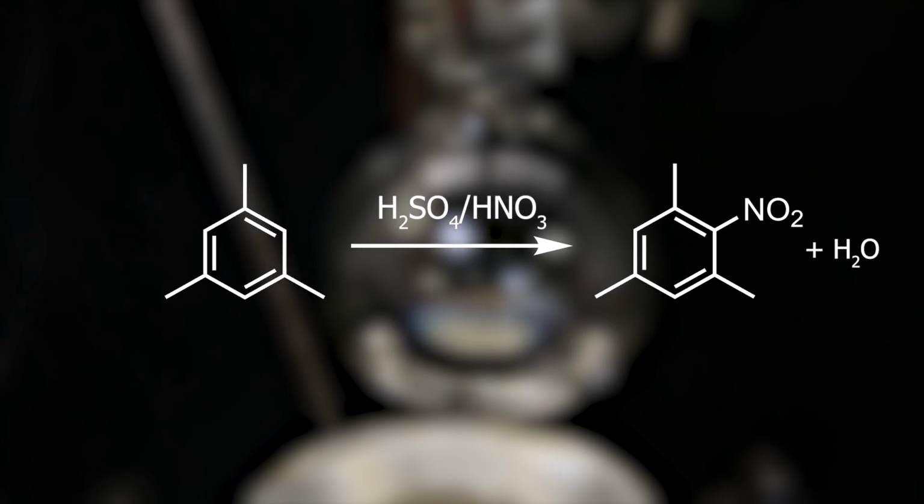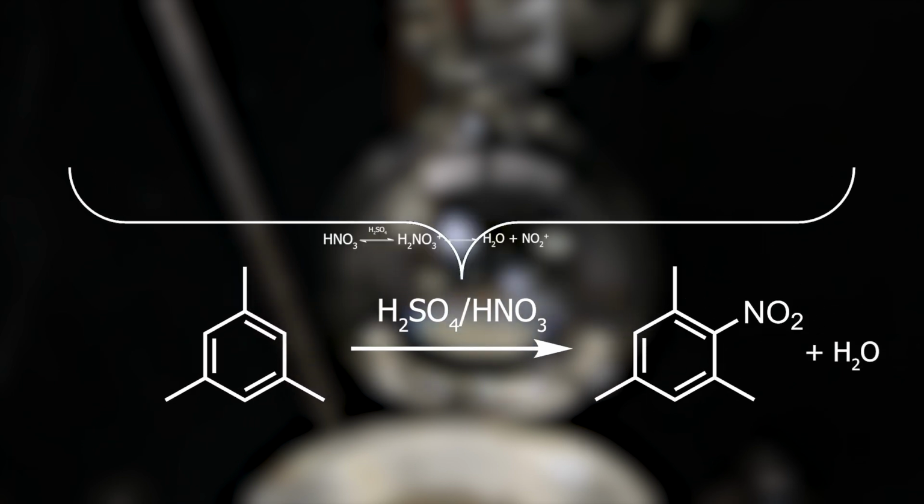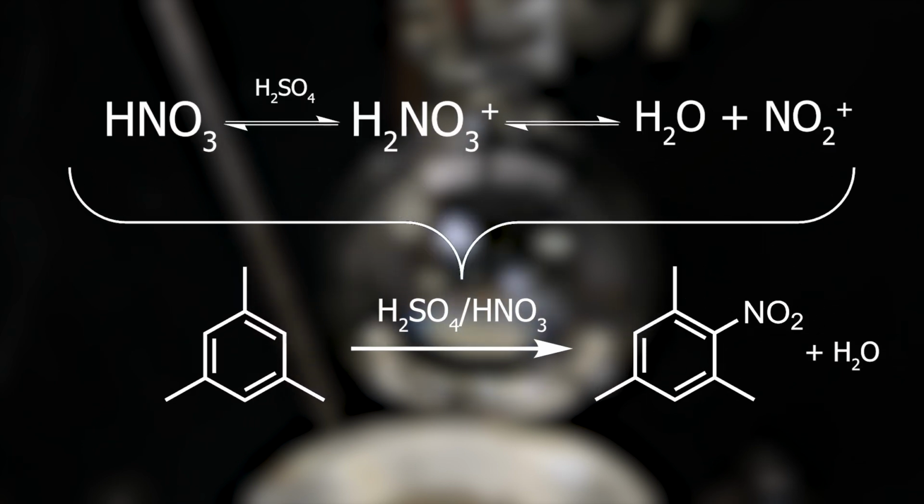form 2-nitromesitylene and water. In more detail, the nitric acid first reacts with sulfuric acid to form the nitronium ion and water. This nitronium ion can react with the mesitylene double bonds, whereafter water or the bisulfate ion takes up the remaining proton to regenerate the acid.